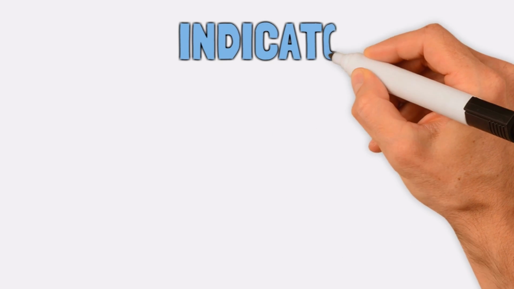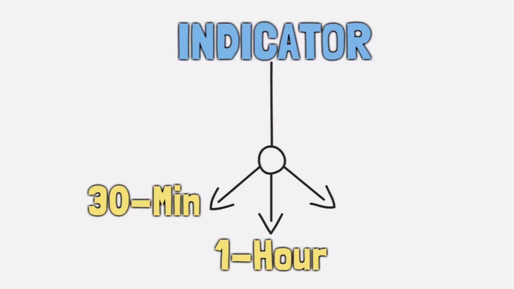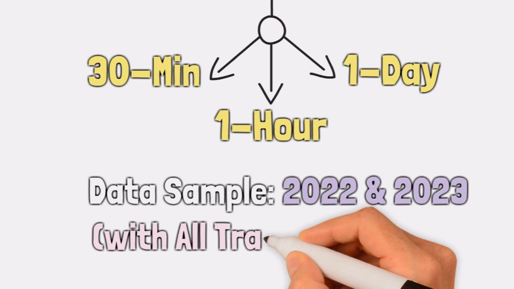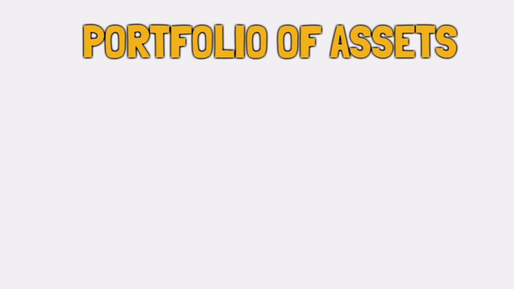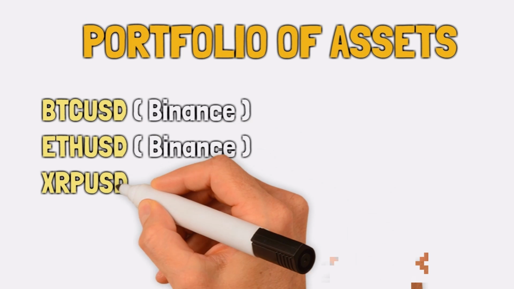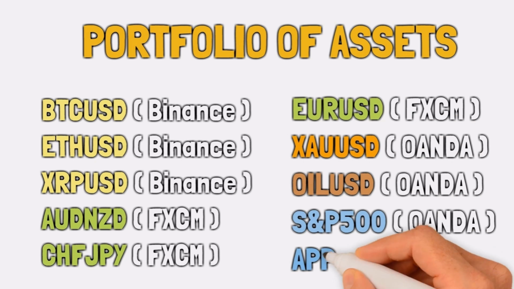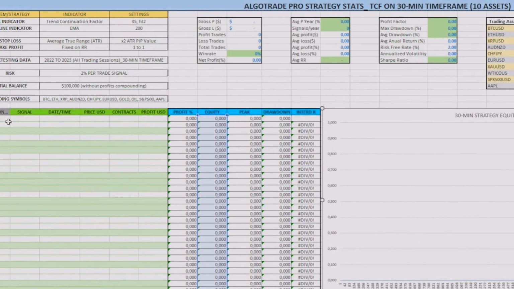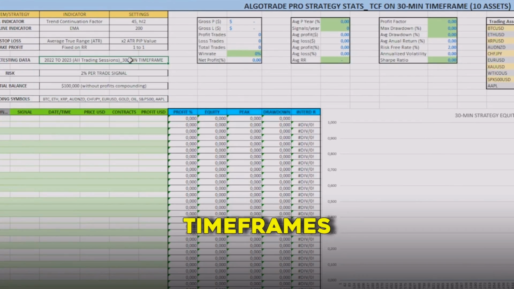So, I will backtest the Trend Continuation Factor in 3 different time frames: the 30 minutes, the 1 hour and the daily one. On every time frame, I will use the data sample from 2022 and 2023 with all the trading sessions with an efficient and diverse portfolio of assets from different markets, which are Bitcoin, Ethereum, XRP, 3 currency pairs, gold, oil, the S&P 500 index and the Apple stock. Then I will present you the results of every asset individually and also together, because for every backtest I will create a trading journal with all the trades given by the indicator in the 3 different time frames.